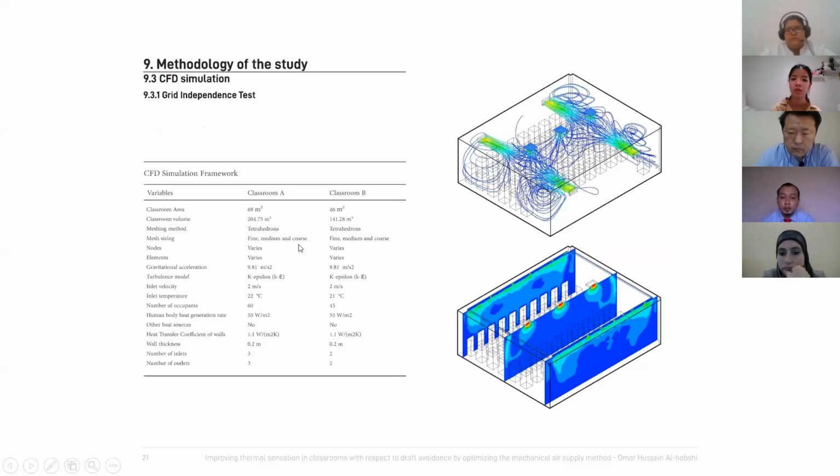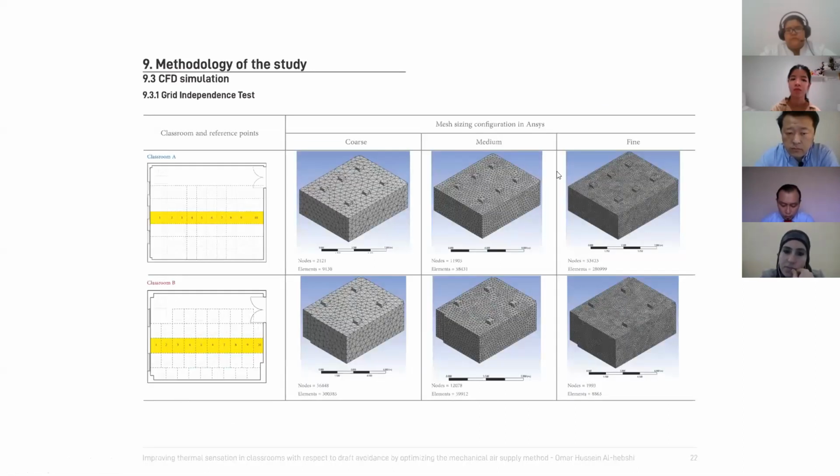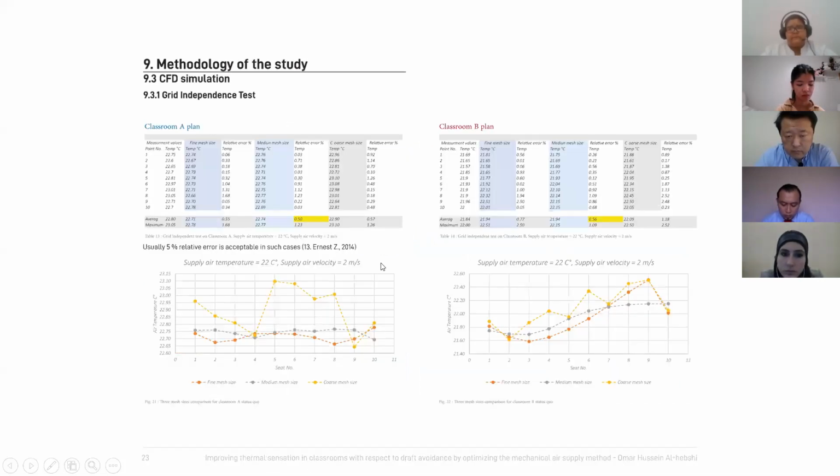Before starting our simulation process, we carried out a grid independence test to select the most appropriate grid quality to complete the simulation process. We tested three grid qualities: coarse, medium, and fine, with 10 different points at the center of both classrooms. As the results of the grid independence test show, the medium grid quality showed the minimum relative error compared to the actual experimental results. So we selected the medium grid quality to complete the simulation process.